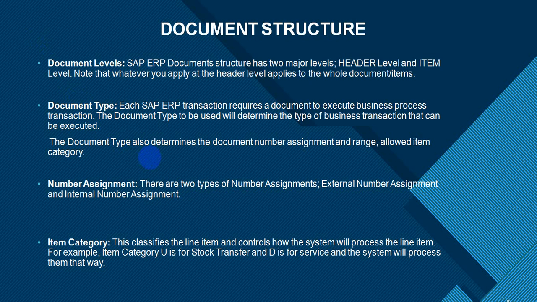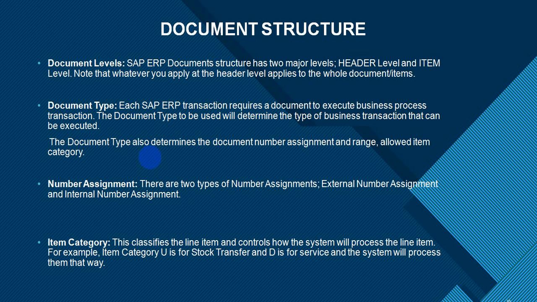Now all documents work with this same document structure of header level and item level. So whatever you apply at the header affects all the items. If you want to apply something that will be unique to a particular item, you have to apply it at the item level. So there are principles to that. But the sales document is the only document that has 3 levels. Other documents have 2 levels, header and item, but the sales document has 3 levels.